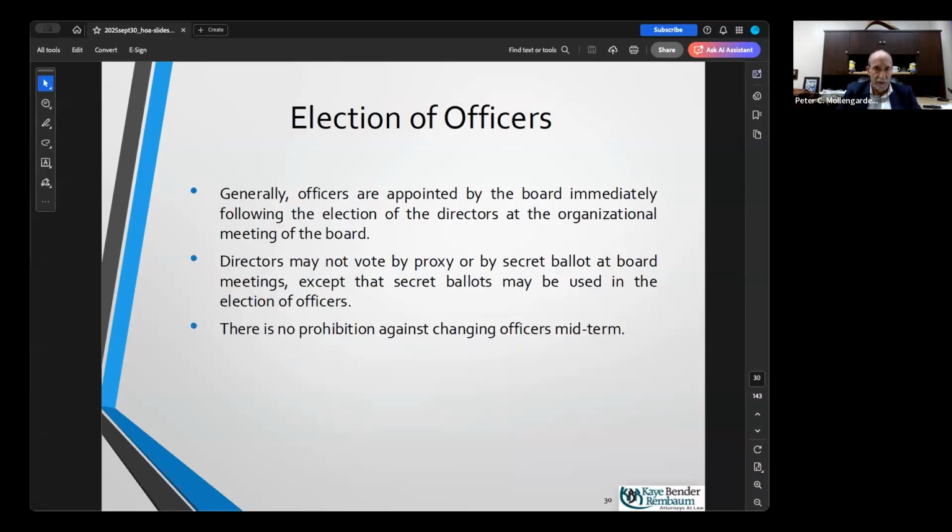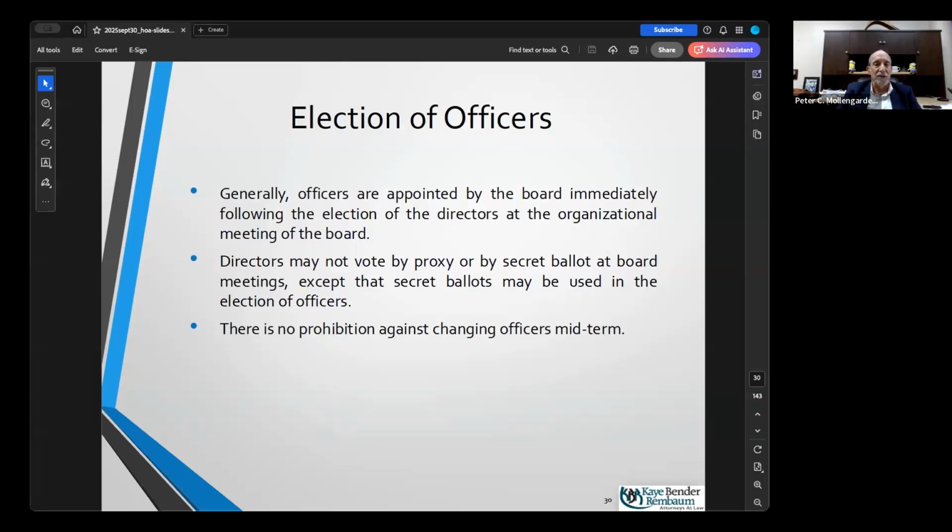Officer elections. Okay. And I'll spend a moment or two here because sometimes there's some confusion regarding officers versus directors and how they're elected and what their terms are. Generally, and this is pursuant to your documents, but again, for the most part, officers are appointed or elected by the board immediately following the election of directors at the organizational meeting of the board. Directors may not vote by proxy or by secret ballot at board meetings, except, this is the exception, secret ballots can be used by the directors when they elect their officers, okay?